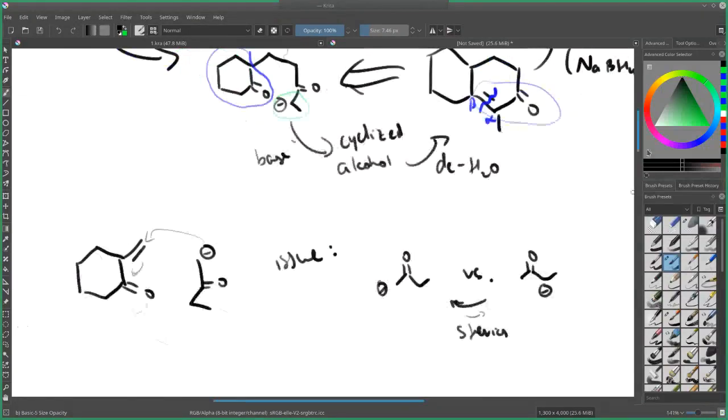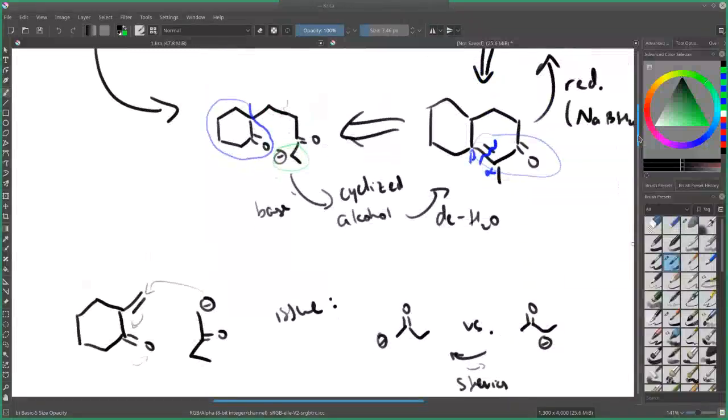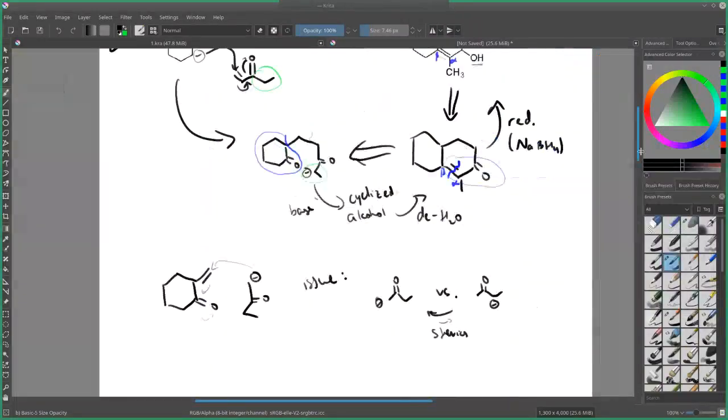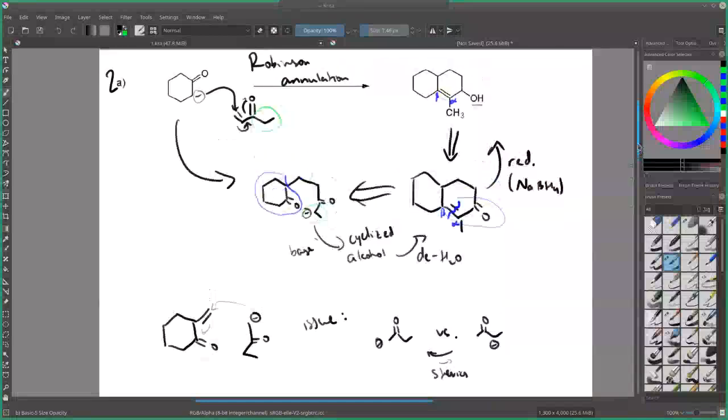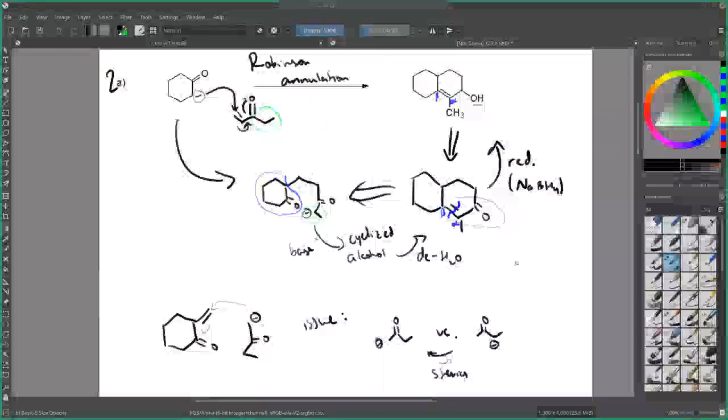Okay. Any other questions about 2A? I just put this in the chat, but can you use a base like NaOH, or do you need something stronger? Use something stronger. You could always use something stronger. That's always an option.